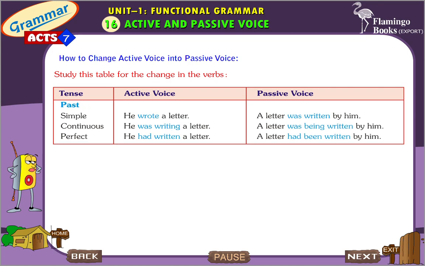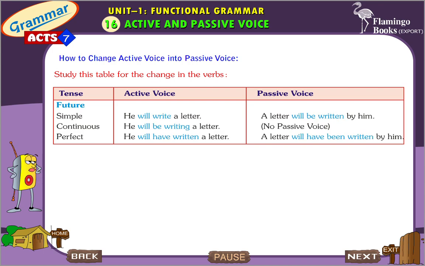Past tense. Simple. He wrote a letter. A letter was written by him. Continuous. He was writing a letter. A letter was being written by him. Perfect. He had written a letter. A letter had been written by him.